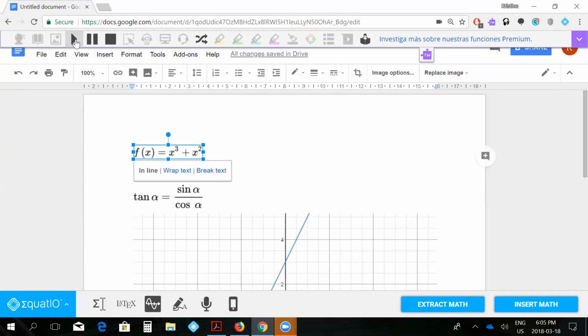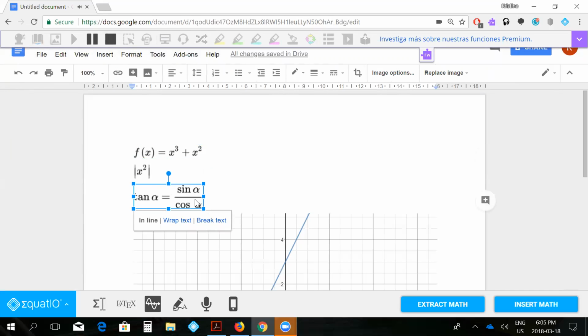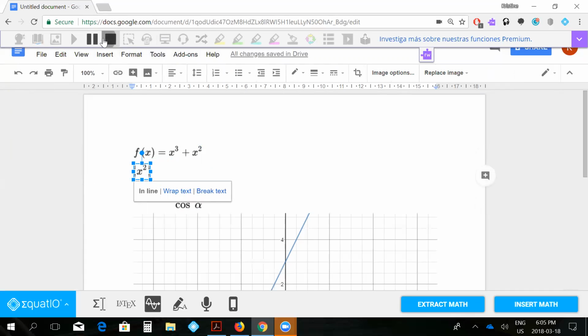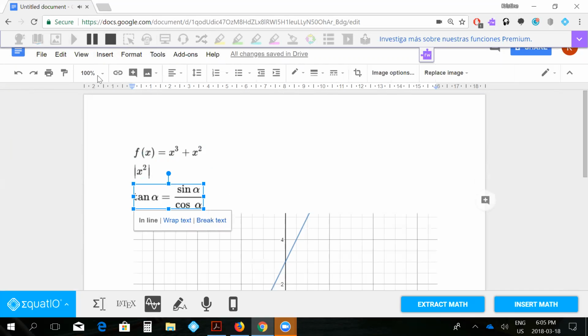So let's put the sound on. f of x equals x cubed plus x squared. So there we go. That's for that equation. Let's try this one. The absolute value of x squared. And we can try this one too. Tangent alpha equals the fraction with a numerator sine alpha and denominator cosine alpha. So there we go. You can use read and write.